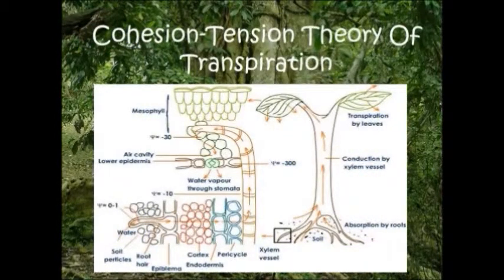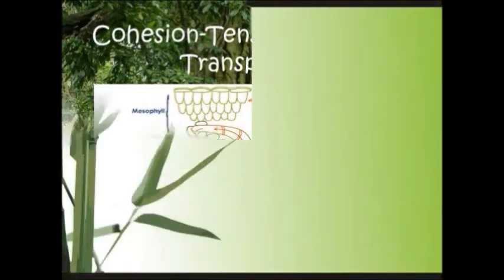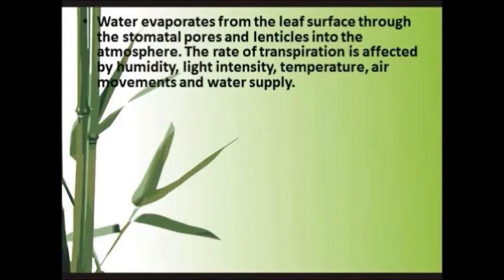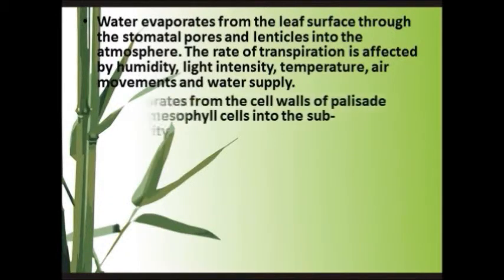Let us go to the cohesion-tension theory of transpiration. Water evaporates from the leaf surface through the stomata pores and is released into the atmosphere. The rate of transpiration is affected by humidity, light intensity, temperature, air movements, and water supply.